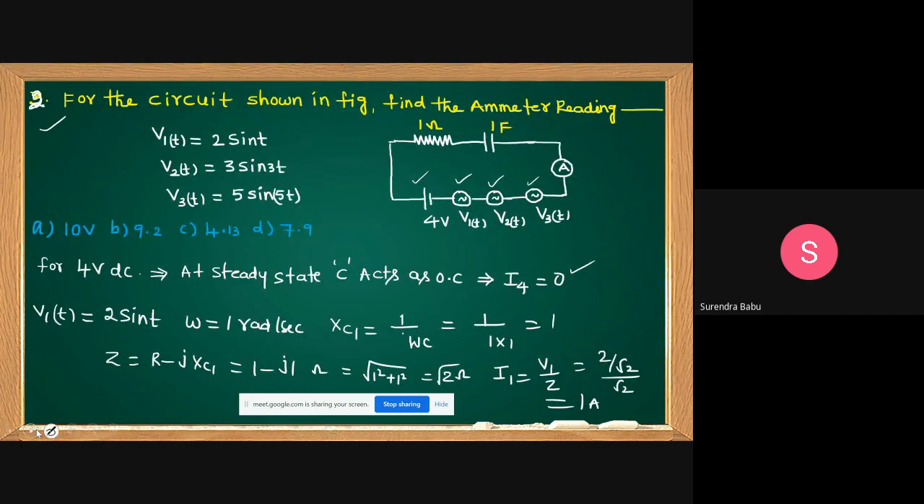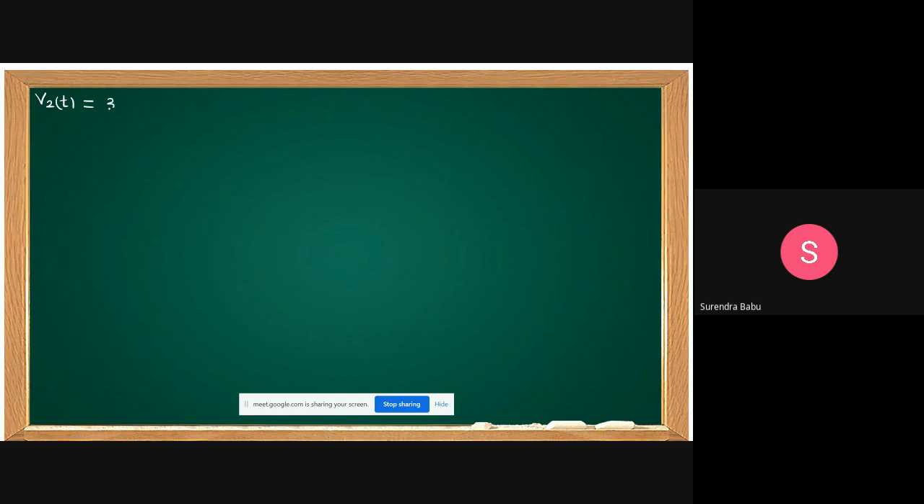Now V2 of t is connected. What is V2 of t, students? The second source, how much is it given? 3 sine 3t. Come on, students, it is 3 sine 3t. Then what is omega? 3 radians per second. In the previous one it was only sine t, so t was multiplied by 1 only. That's why omega was 1. Here it is 3 radians per second.